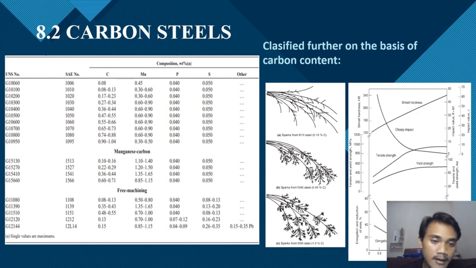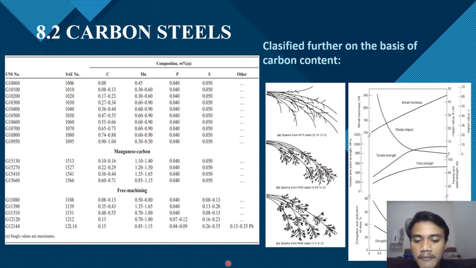As we can see in here, there are two types. The first is manganese carbon, and here is free machining. And in the SAE, they have the most variety of the code, as we can see in here.